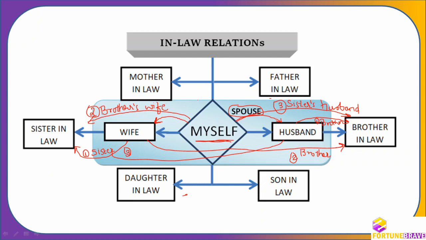Now next we will go, it is very simple. My wife's mother is my mother-in-law, or my wife's father is my father-in-law. Or if you are a female, then it will be vice versa. Your husband's father is your father-in-law, and your husband's mother is your mother-in-law. Why is this in-law coming here? Why can they not have something else?